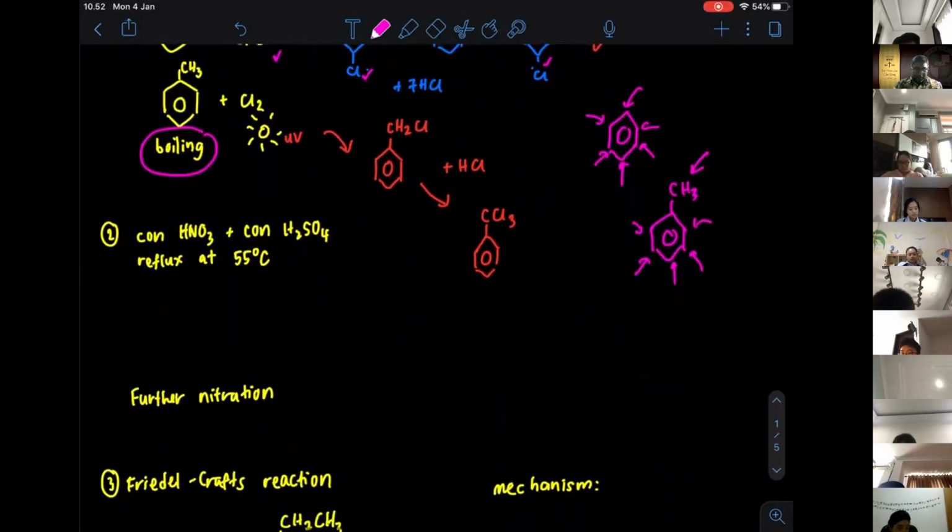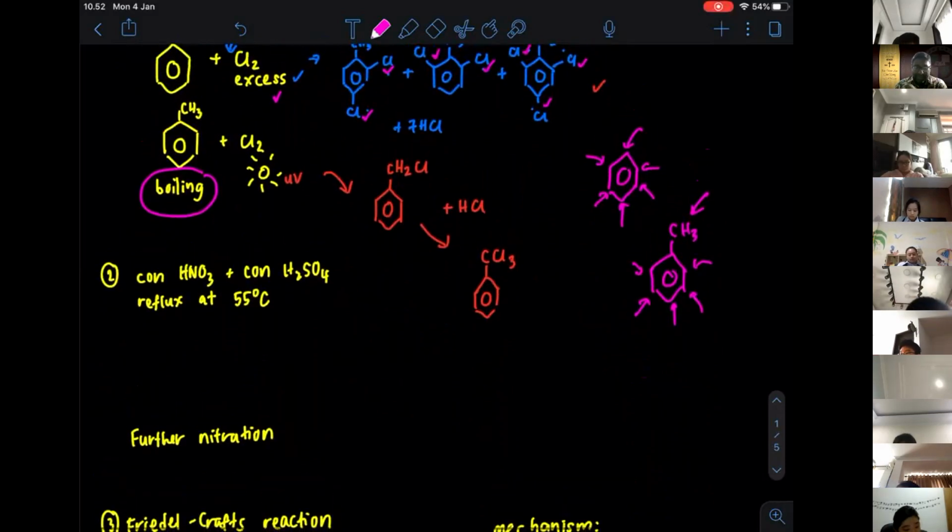Now, the next part that I want to teach, but before I forget, I want to highlight this again. Do remember free radical substitution when it comes to benzene, because benzene is generally quite unreactive. So if you want to react, you need to boil. The free radical substitution doesn't only happen for methyl benzene. It happens for any kind of alkyl group attached to the benzene.